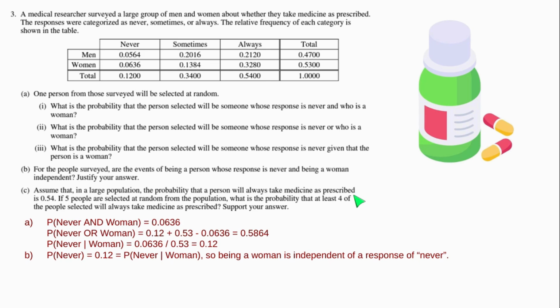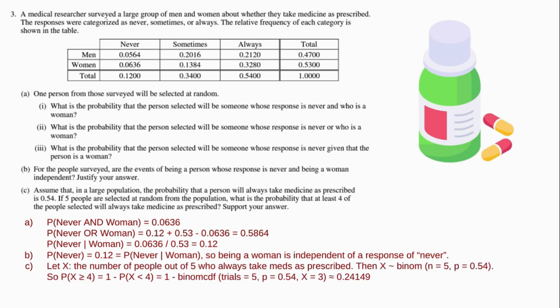All right, I'll assume we're ready to continue. So we're going to define our variable here and state its distribution, okay? So we're going to let X be the number of people out of 5 who always take their meds as prescribed. X then fits a binomial model. We have 5 trials, and the probability of success is 0.54. So, probability X is greater than or equal to 4, that means that there are 4 or more people who say that they always take their medicine as prescribed.